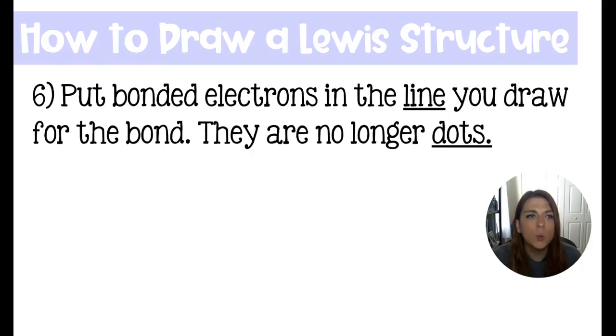Now, we are going to take the bonded electrons that they decide to share, and they are going to be converted into lines. So every 2 electrons that are shared, 1 with you, 1 with me, those are going to be converted into lines. They are no longer dots.